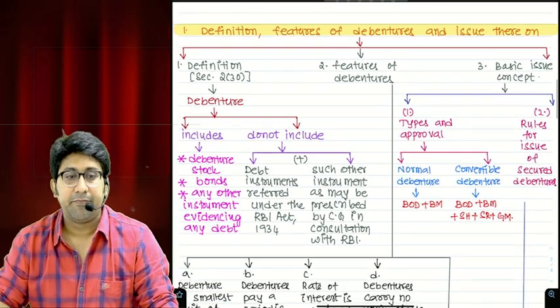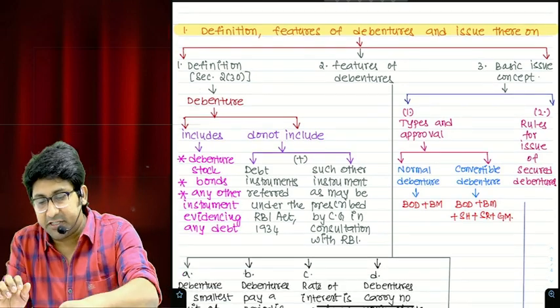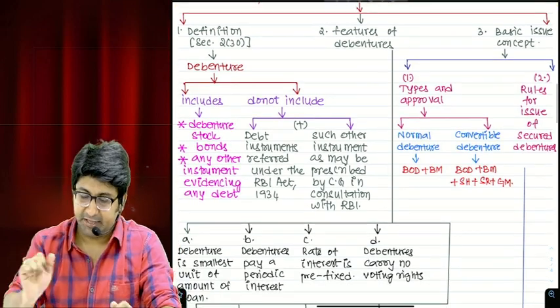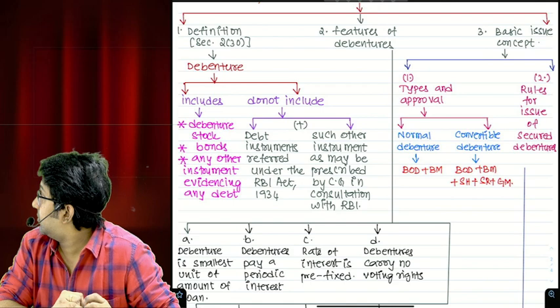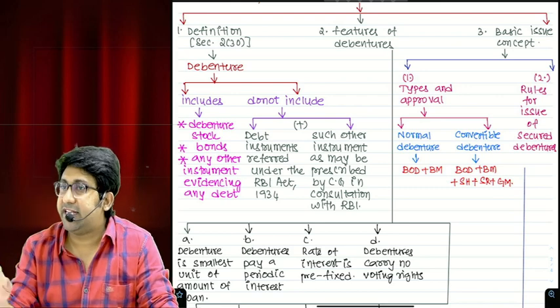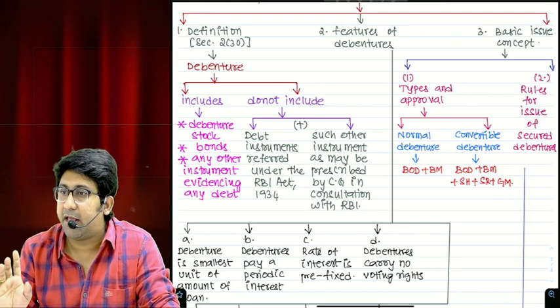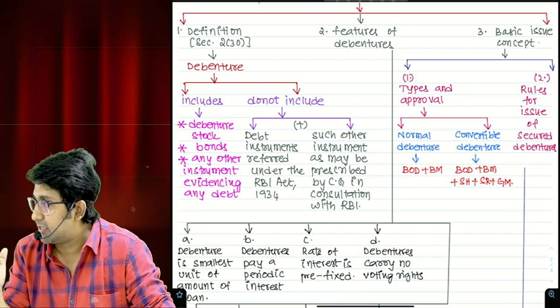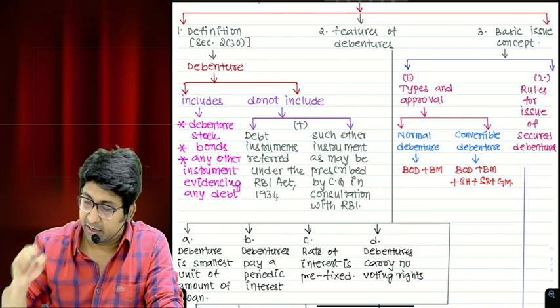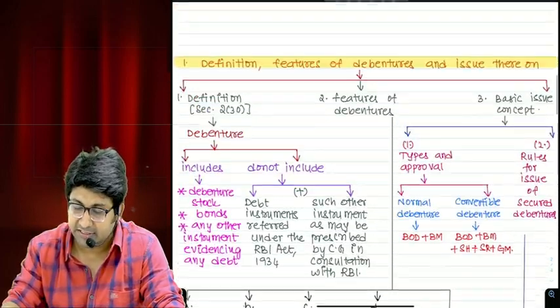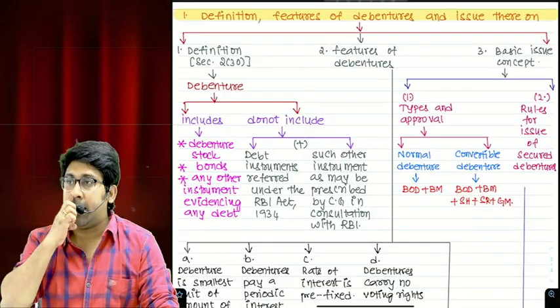See the screen once. Definition, features of debentures and issues thereon. Definition, section 2, clause 30. Features of debentures, basic issue concept. These three are also taken from the Companies Act only, section number 71. From there I have taken the answer. I have written the answers at home so that I can spend some time on the discussion part in the class.